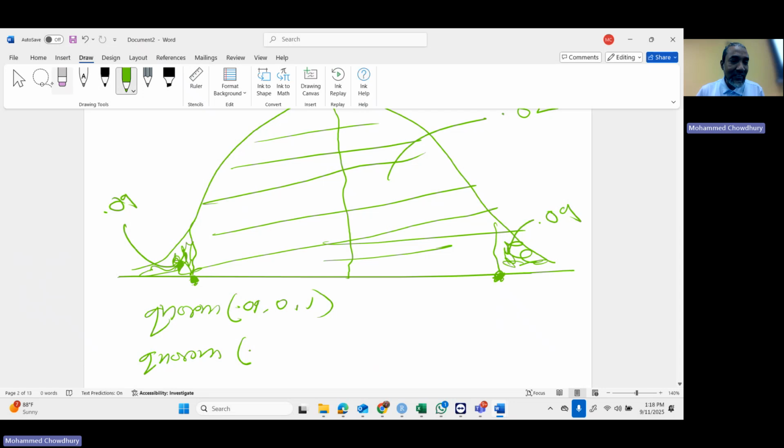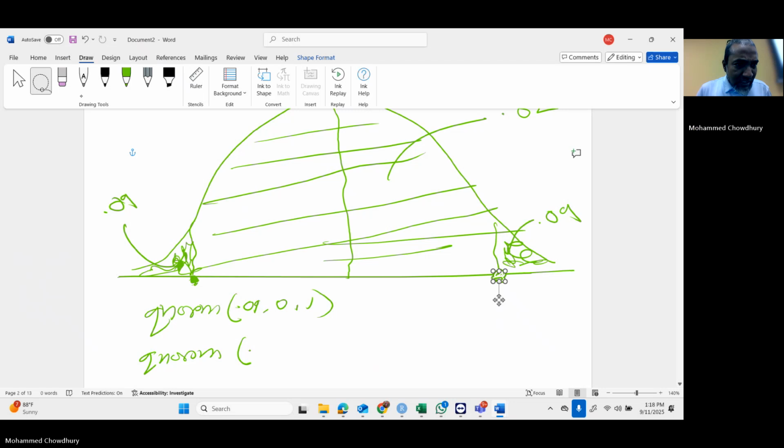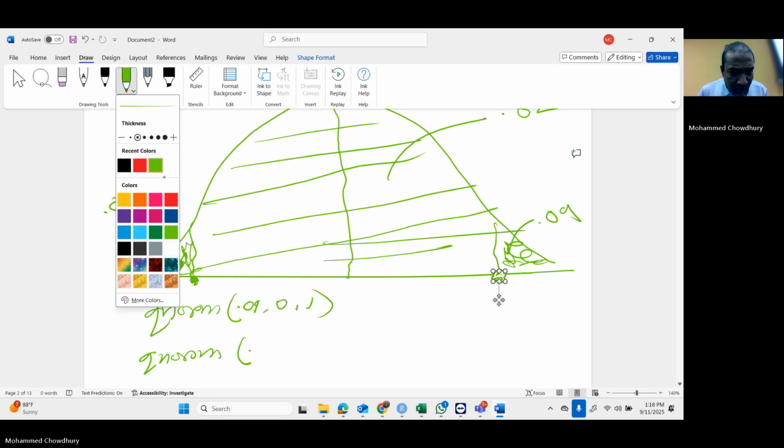0.91. Who said this? Okay. 0.91. So 0.91, right? Let me see if I can find the bigger one. Is there anything that I can make bigger? There is something. Let me see. More color, thickness. Let me see. Okay. It is still not that. I want this cursor to be big so that I can.